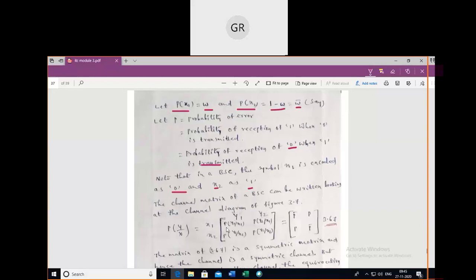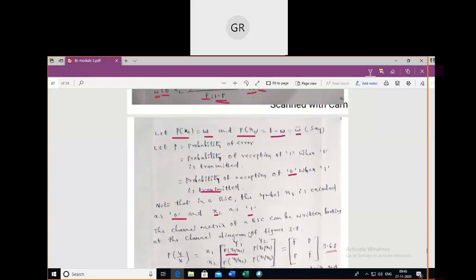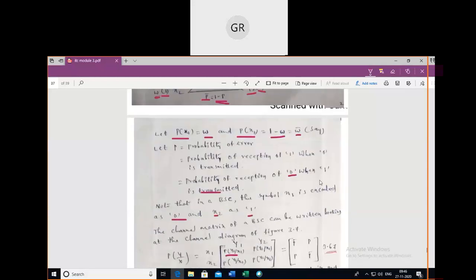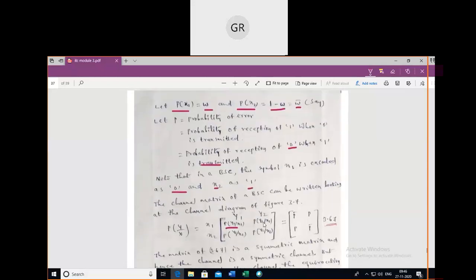Then what is the conditional probability? P of y1 divided by x1. x1 and y2, P of y2 divided by x1. P of y1 divided by x2. P of y2 divided by x2. There, we declared the conditional probability values here: P bar and P. That means P of y1 divided by x1 is P bar, P of y2 divided by x1 is P, P of y1 divided by x2 is P, P of y2 divided by x2 is P bar. That's it.